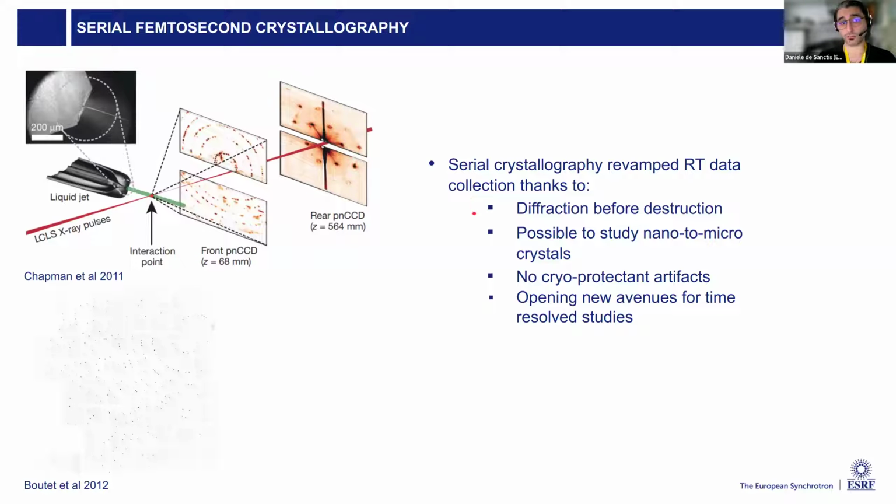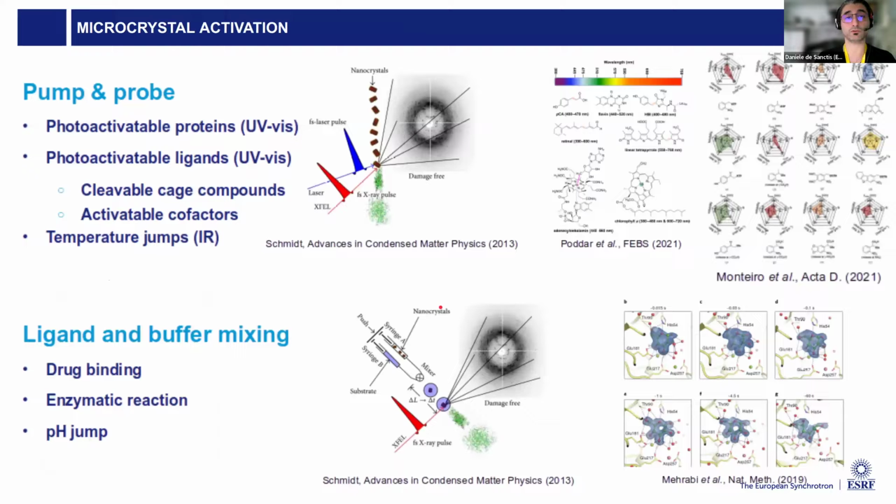Thanks to the high brilliance of the free electron laser beam, these studies also gave origin to the kind of experiment that is commonly known now as diffraction before destruction, and opened the possibility to study crystal sizes that were so small that it was unthinkable to measure them before. And because of the time structure of the beam, it also opened new perspectives for a new kind of time resolved study that was not possible before.